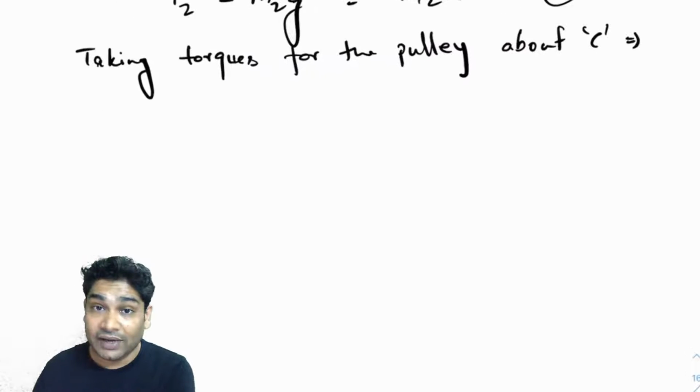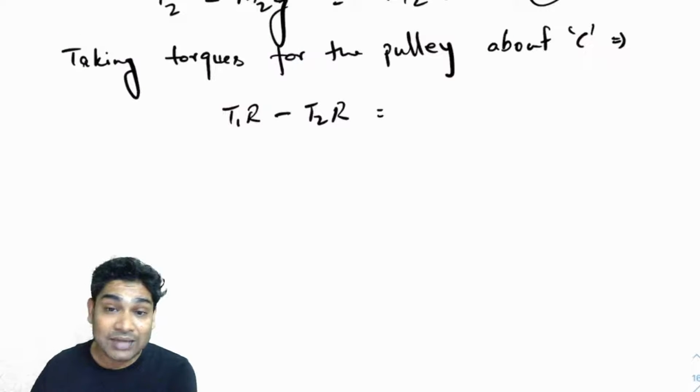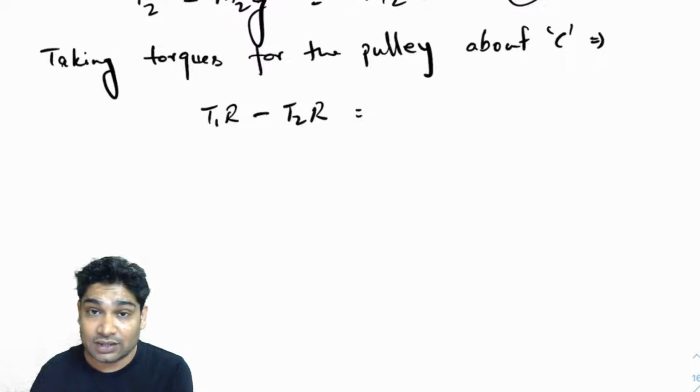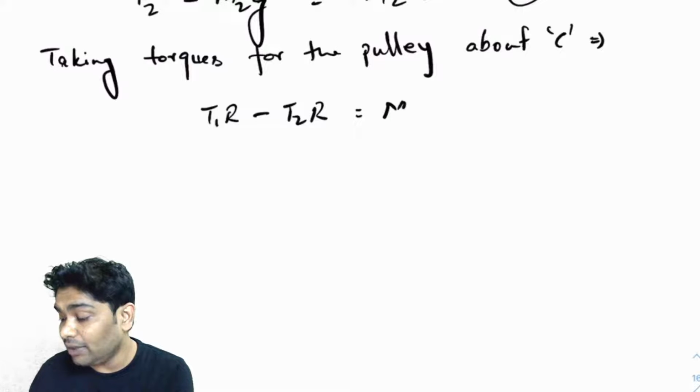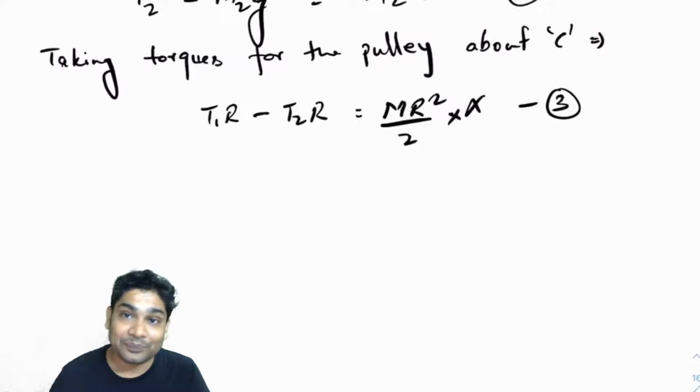Let's see what we get. We get T1R minus T2R equals I times alpha. Okay, so what is the I of the pulley? The pulley is treated as a circular solid disc, so I can be written as mr square over 2, and the torque equation becomes I times alpha. So that becomes my equation number 3.